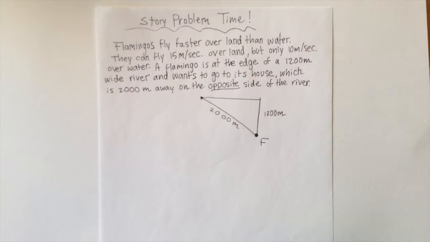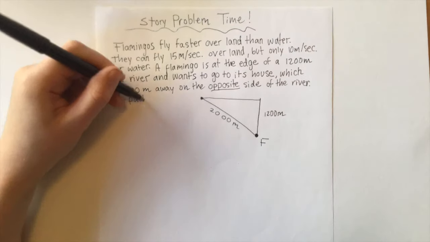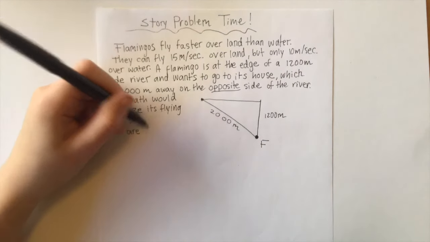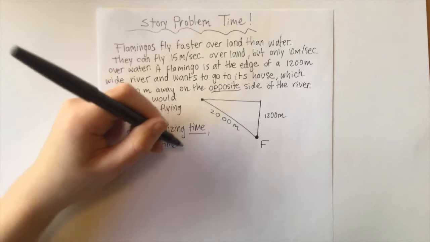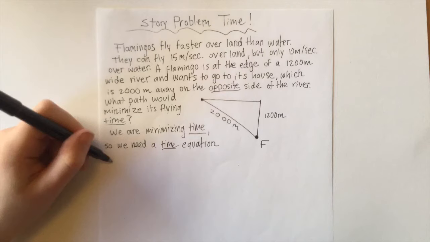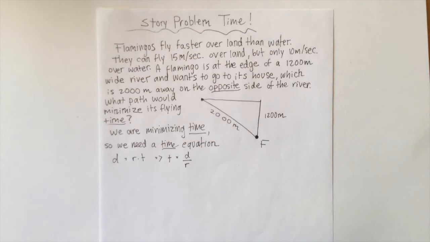And then moving on, what the problem wants is what path would minimize its flying time. So we are minimizing time, and minimizing goes hand in hand with derivatives. We use derivatives to find the minimum, and we need to find an equation to minimize connected to time. So we are minimizing its flying time.